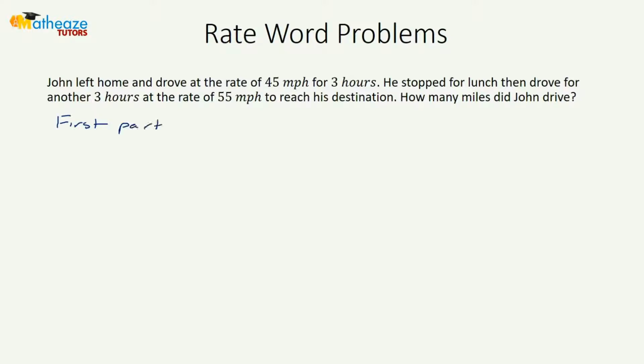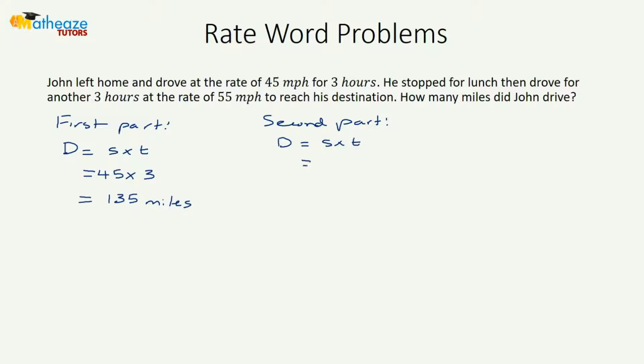He drove 45 miles per hour. So distance is speed multiplied by time. So 45 miles per hour multiplied by 3 hours. So he drove 135 miles the first time. And then for the second part of his journey, we also know that distance is speed multiplied by time. He drove 55 miles per hour for 3 hours, which gives us 165 miles.